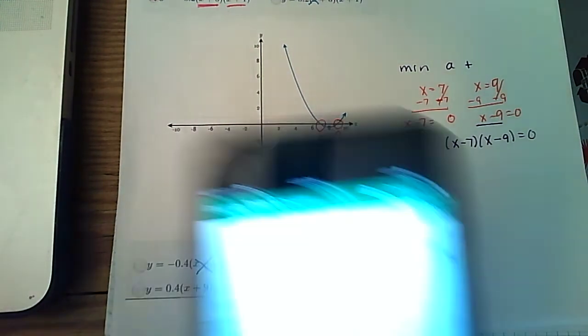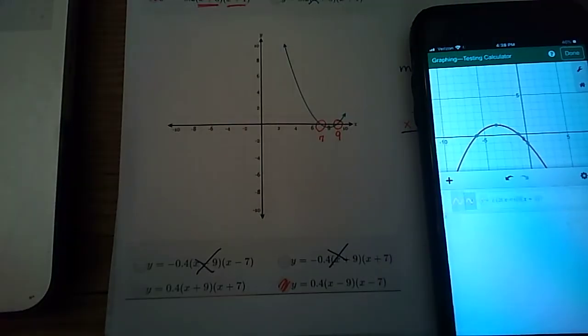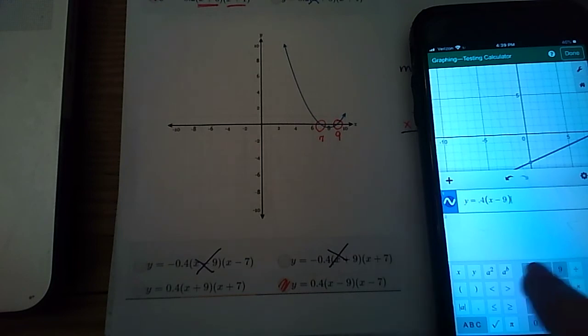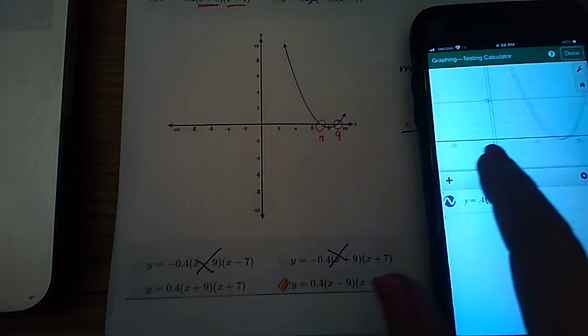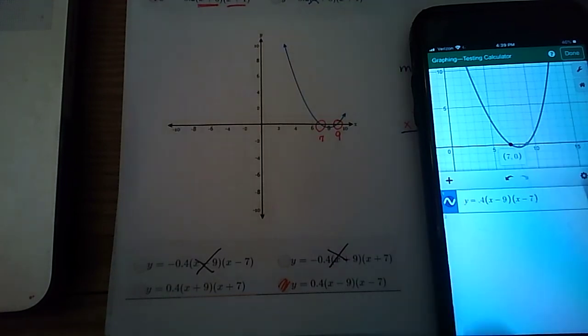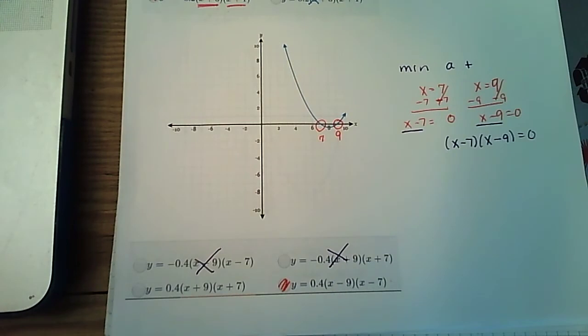And let me double check it because you know I like to be precise. So get rid of that. y equals 0.4 (x minus 9)(x minus 7). Scoot my graph over, nice thing about touch screens. Right here I got 7. Right here I got 9. Perfect. I'm correct. That's going to be the first part of the homework you do this week.